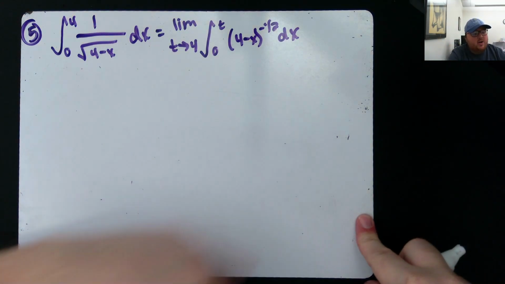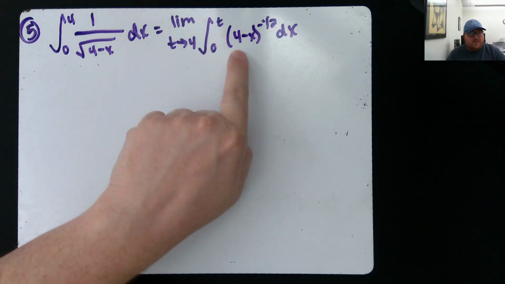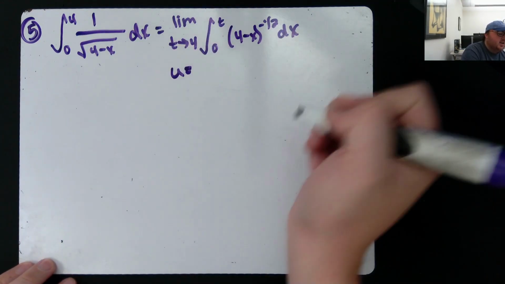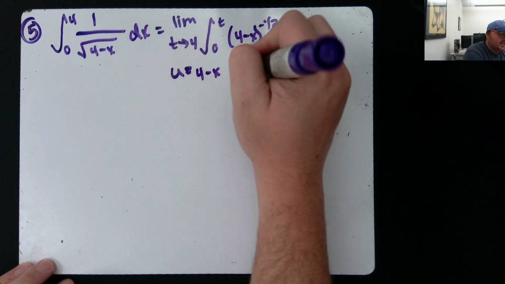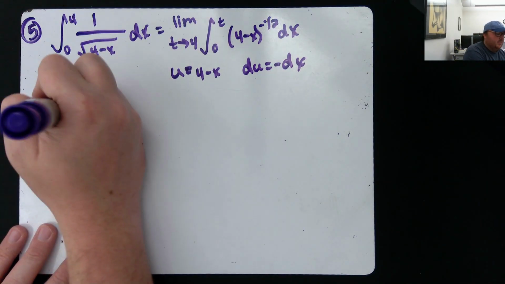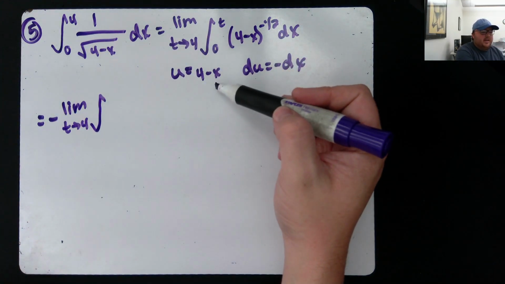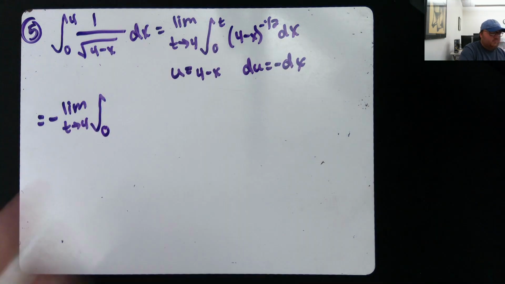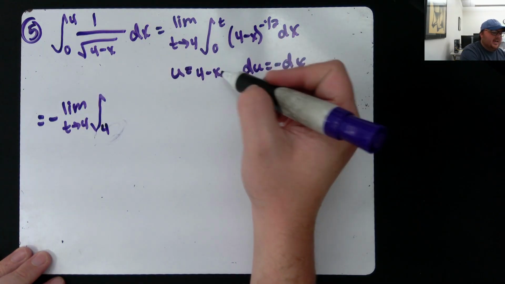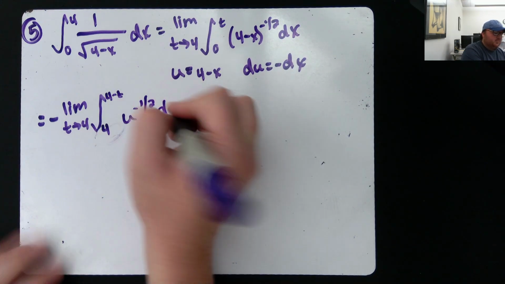Okay, well, I know how to handle this if it's just something to a power, right? But since I have some stuff in there, I've got to use u substitution. U is going to be the 4 minus x, so du is going to be negative 1 dx. So this is going to become negative, limit as t approaches 4, of the integral. Plug 0 into here, 4 minus 0 is 0. Oh, no, it is not. 4 minus 0 is 4. Plug in a t, and that's 4 minus t of u to the negative 1/2 du.